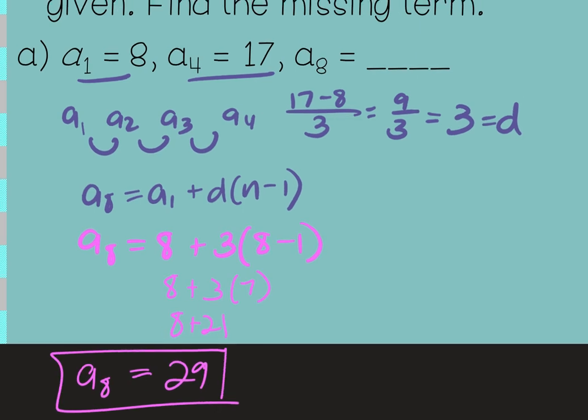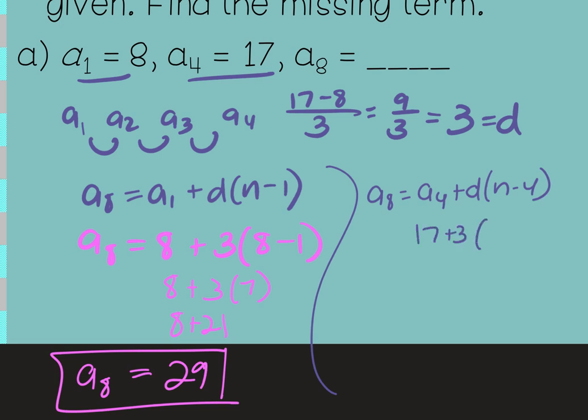I could have done the same thing with a4, so I could have done a8, because we're not always going to have a1. a4 plus d times n minus 4, and I would have done 17 plus 3 times, n is 8, minus 4, 17 plus 3 times 4, 17 plus 12, 29. So you can use multiple things to get the same answer.